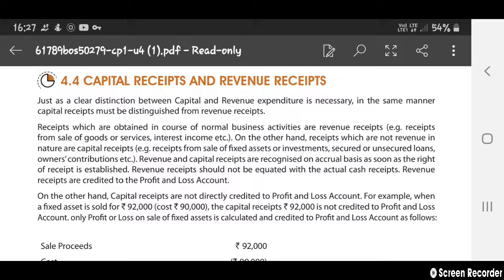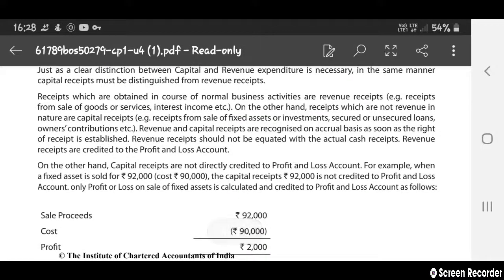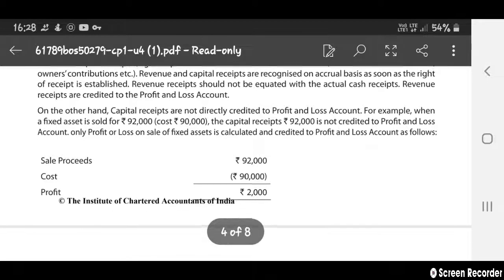Revenue and capital receipts are recognized on an accrual basis, as soon as the right to receipt is established. Revenue receipt should not be equated with the actual cash receipt. Revenue receipts are credited to the profit and loss account.